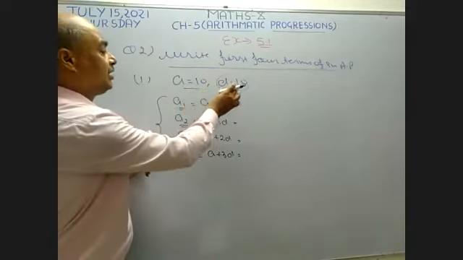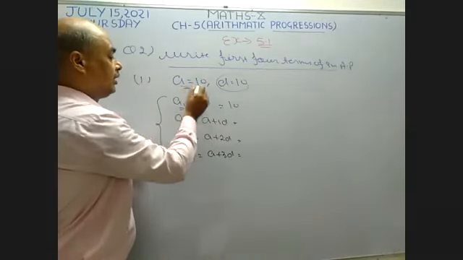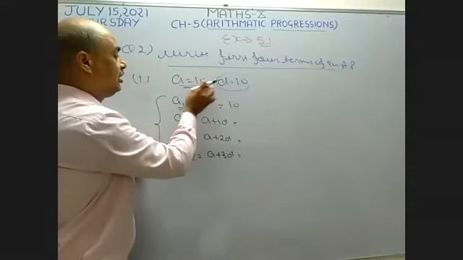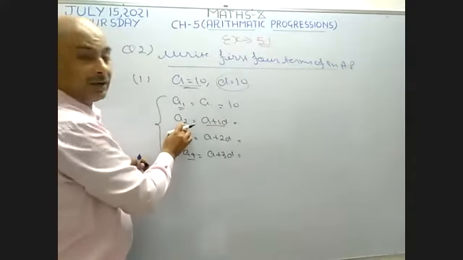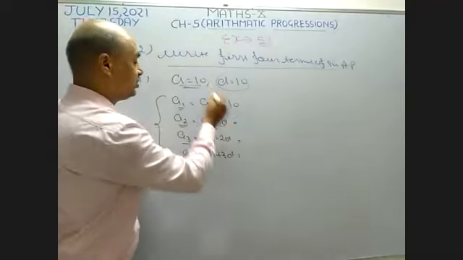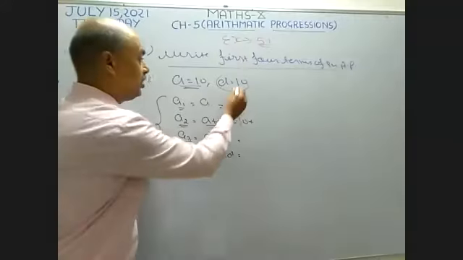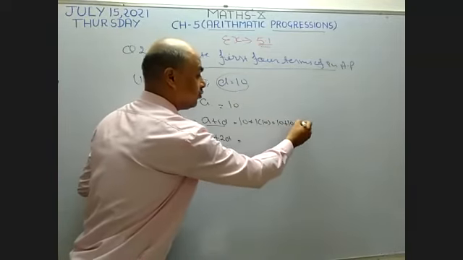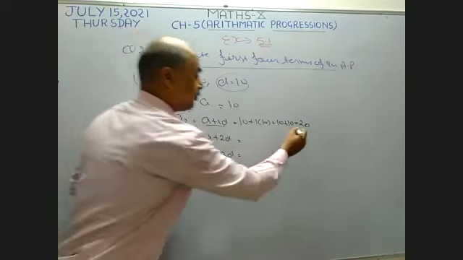So I'm going to add this D to the preceding term. To A, I'm going to add D. So this is going to represent the second term. So the second term becomes, what is A? 10. What is D? 10. So this is going to be 10 plus 10 equal to 20. So the second term becomes 20.